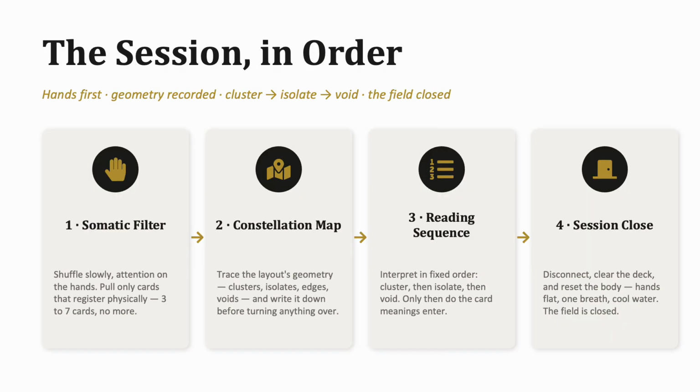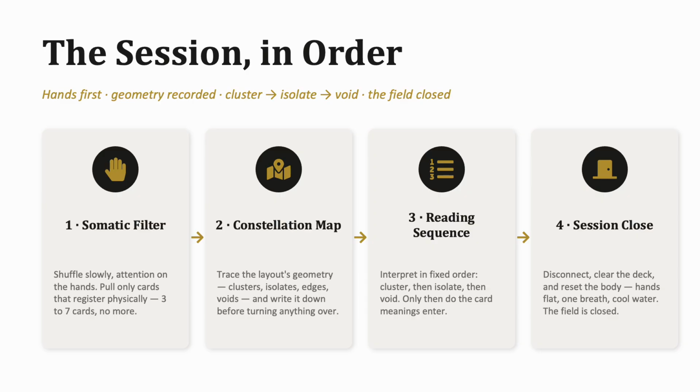A full spatial sight session moves through 4 steps in order. 1, the somatic filter. Hands first. You shuffle slowly, attention on your hands, and pull only the cards that register physically. 3 to 7 cards, no more.